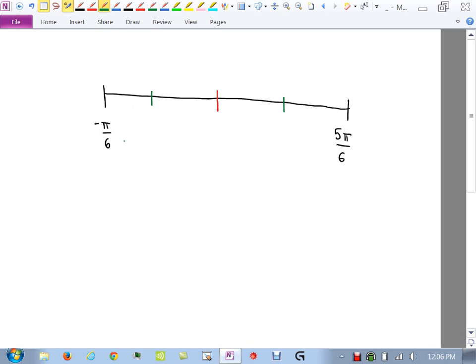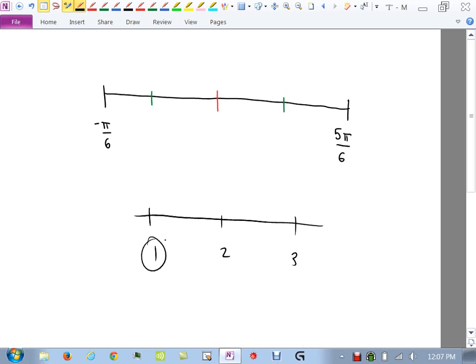What I'd like to do is figure out the numerical value that is right between these two. So equal distances between negative pi over 6 and 5 pi over 6. The way that we can figure out that number is to take their average. It's kind of an unusual thought, but if you look at a number line, let's say 1 and 3, we all know that the number right between them is 2.